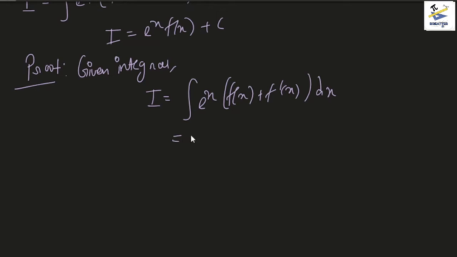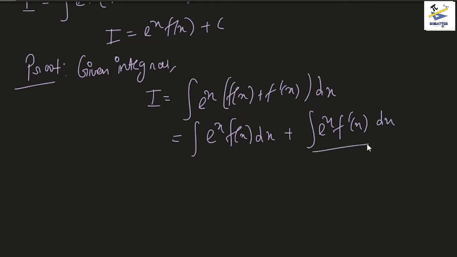Now let us separate it into two different parts, that is, the integral of e to the power x into f of x dx plus the integral of e to the power x into f prime of x, or derivative of f of x, dx. So let us try to break down this second integral. Name this integral as b. So b equals the integral of e to the power x into f prime x dx.